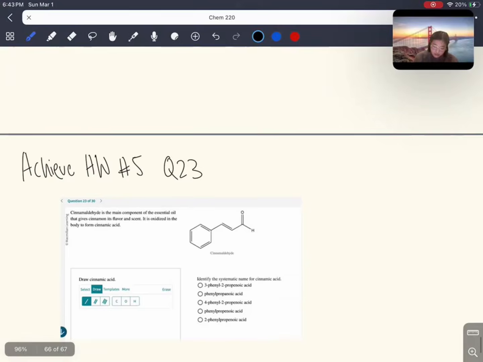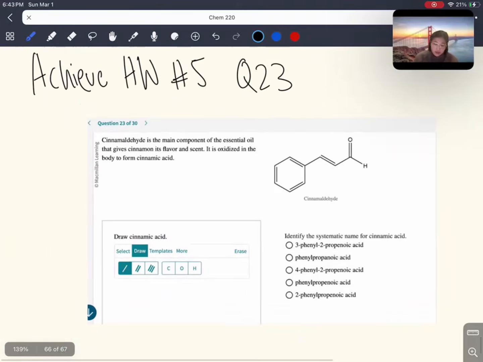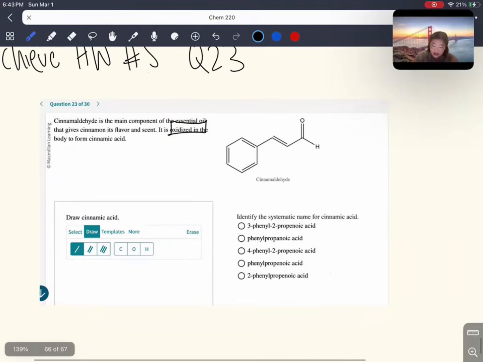So the next question is Achieve homework number 5, question number 23. It says cinnamaldehyde is the main component of the essential oil that gives cinnamon its flavor and scent, and it's oxidized in the body to form cinnamic acid. It asks you to first draw cinnamic acid. The problem tells us that it's oxidized, so the aldehyde is oxidized. All we have to do is oxidize this aldehyde.